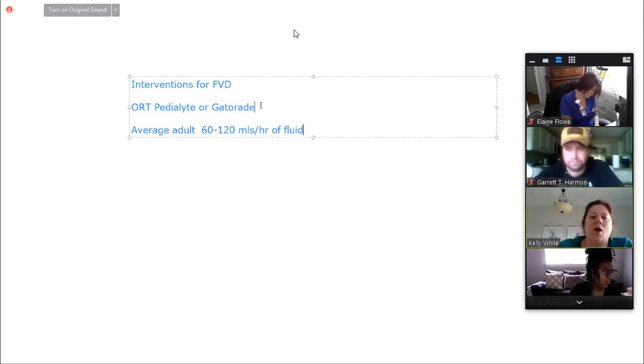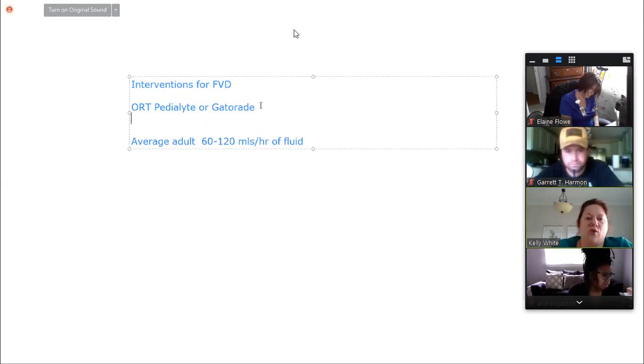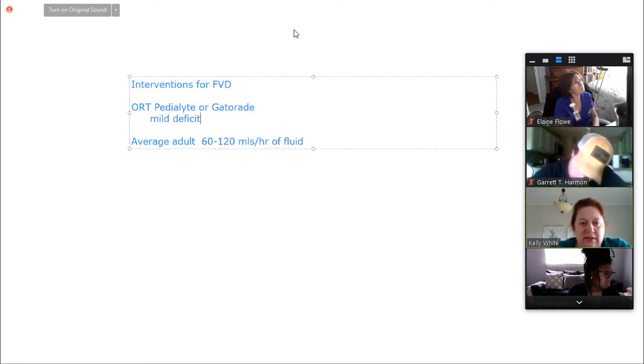Okay. But with offering those oral replacement therapies, you have to make sure that it's only going to be effective if you have a mild deficit. So if you're super crazy dehydrated, drinking some Gatorade is not going to help you. So you should have a mild deficit. Your thirst should be intact.